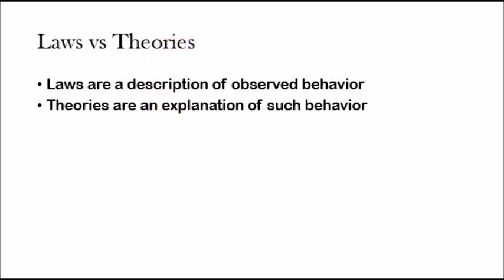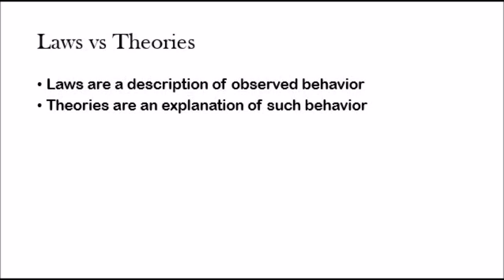So let me give you an example. A law would be something you just take for granted. A good example is the law of conservation of mass. That law says that in any chemical reaction, the amount of stuff you start off with is going to be equal to the amount of stuff you end up with. Now, there's no explanation in that law, you just take it for granted. The amount of stuff I start off with is the amount of stuff I end up with. So that would be a law.